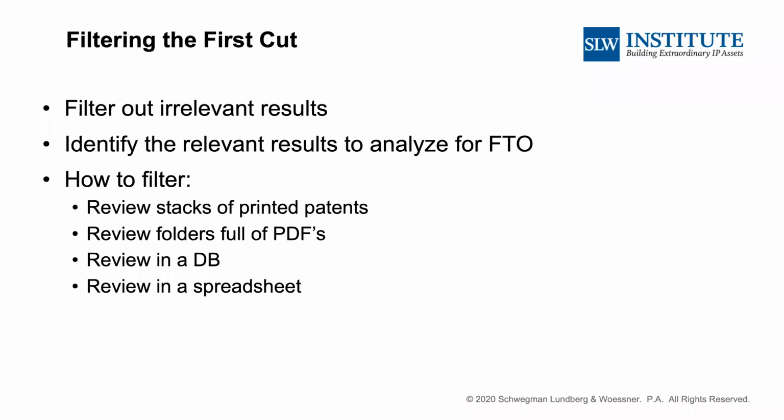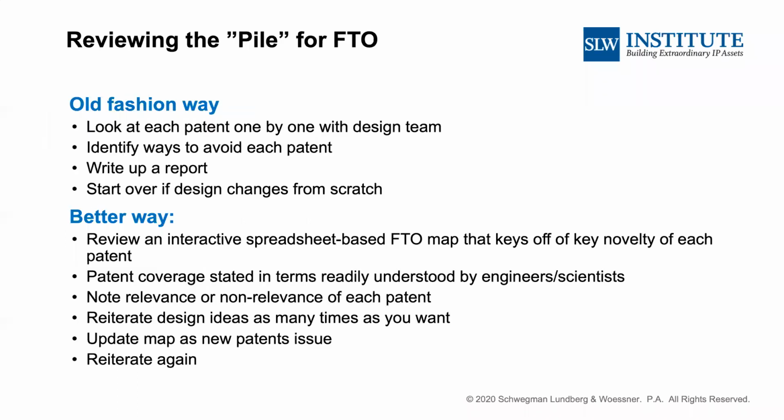So then we'll move on and pick up the pace here. We've gotten through the pile. We've got it down to as few as 30 patents, 50, maybe 100, sometimes even 200, but usually under 200 that you really care about. The old-fashioned way, once you have this number of relevant patents, is we used to print them all out, go into a room with the design team, put them in a stack, and take them one at a time and look at them together.